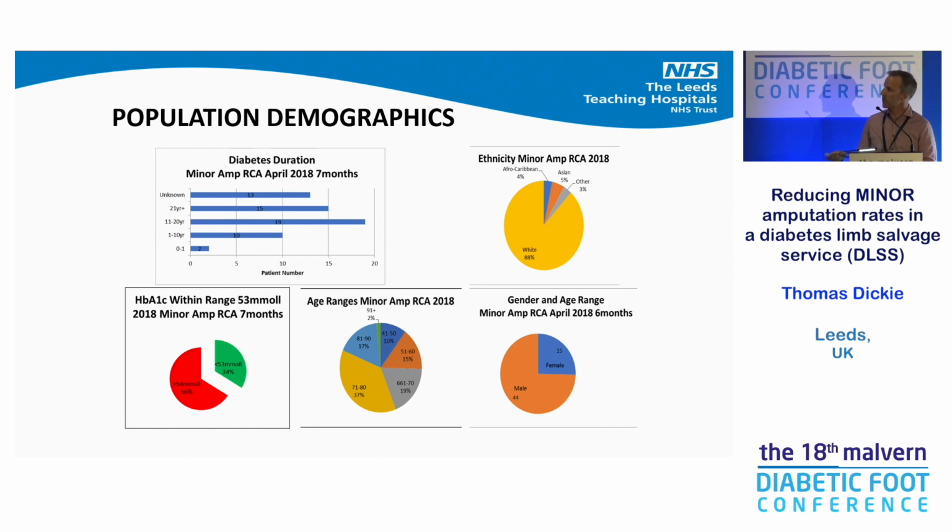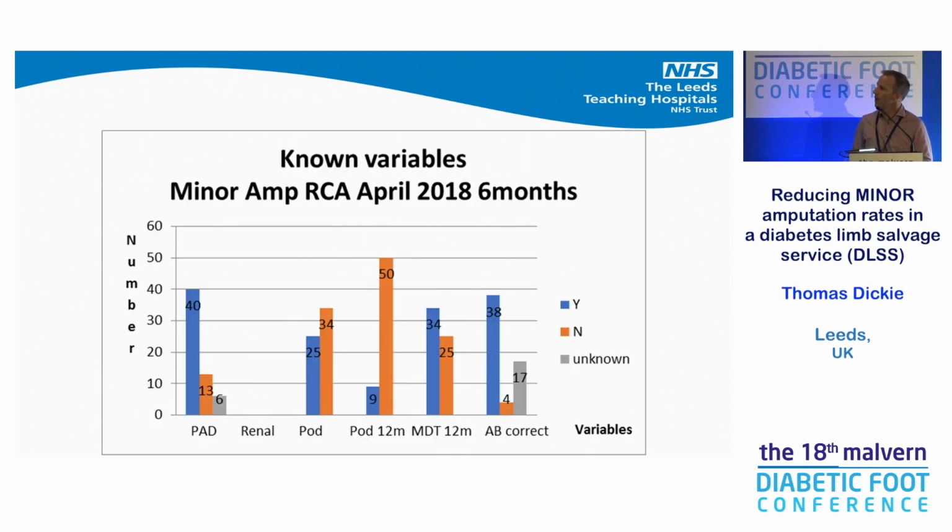I'm going to skip over this slightly. This is not really much change from the last audit we did in 2014-15 or the national picture, but this one was concerning and was highlighted to the diabetes team at the time, to try and encourage that we target this poor glycemic control. So, slight mistake, this is 7 months, not 6, it's my mistake.